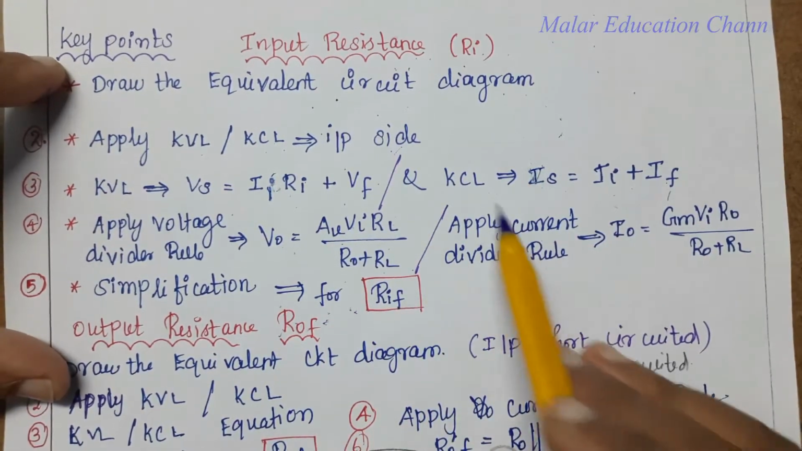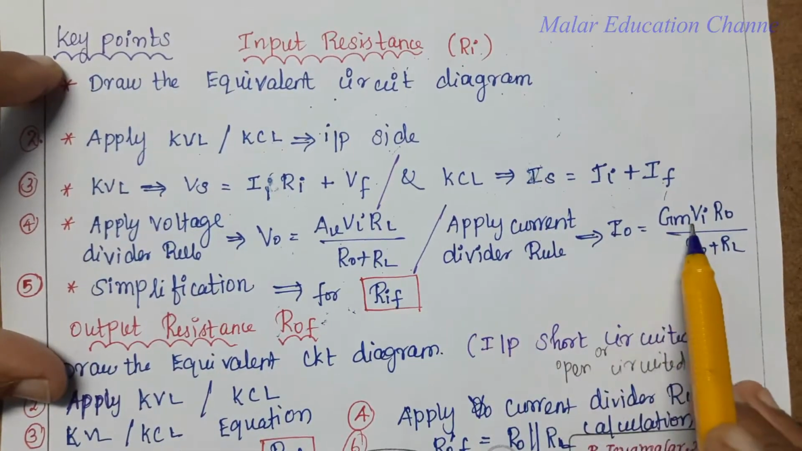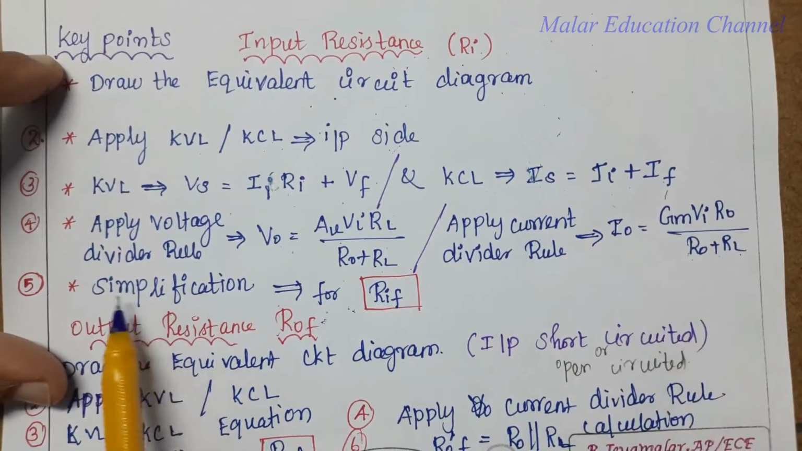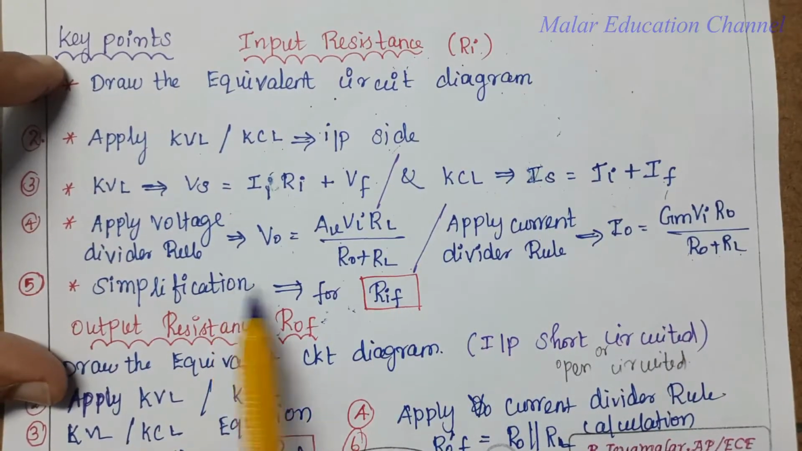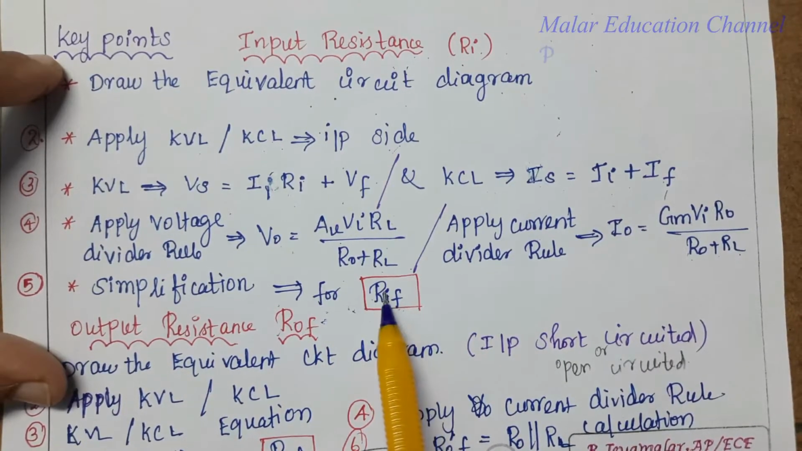If it is a current equation, apply the current divider rule: I0 equal to Gm Vi R0 divided by R0 plus RL. Next step, ordinary simplifications. Finally, we will get the answer as RIF, that is, the input resistance with feedback.